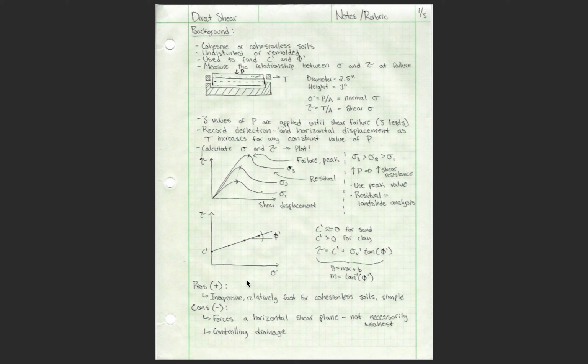The pros of this test are that it's inexpensive, it's relatively fast for cohesionless soils, and it's simple. The cons: it forces a horizontal shear plane, not necessarily the weakest, and it's kind of hard to control the drainage during this test.